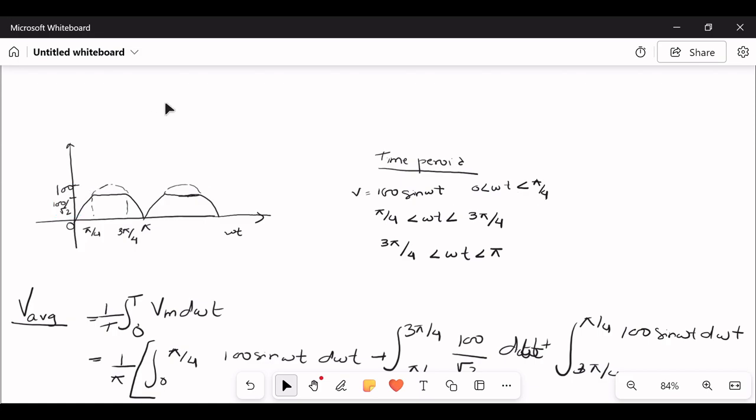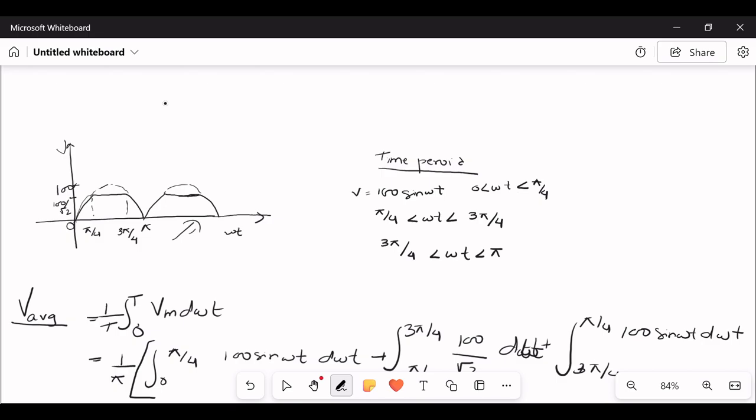We're going to find the average value and RMS value of this waveform, where the maximum peak value is given as 100 volts. This is voltage and this is time. So this is the maximum value, which is 100. There is a sinusoidal wave starting from the origin, and it goes up to 100/√2 volts.